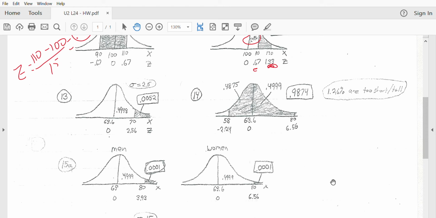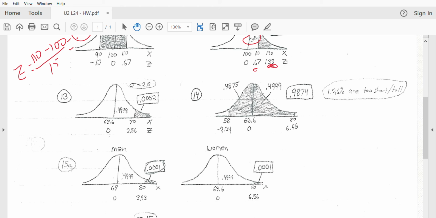Number 14, in the book, let's read it together. Number 14 is a question about height requirements for women soldiers. Hopefully you have your book in front of you and you can read along with me. Right above it, it says women's heights are normally distributed with a mean of 63.6 inches and a standard deviation of 2.5 inches. It says the U.S. Army requires women's heights to be between 58 and 80 inches. Find the percentage of women meeting their height requirements. Are many women being denied the opportunity to join the Army because they are too short or too tall?